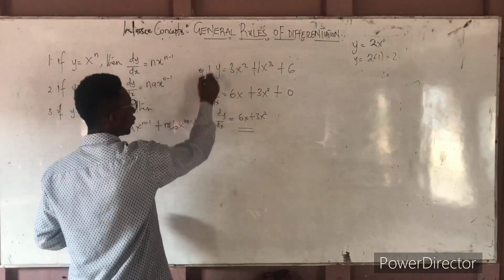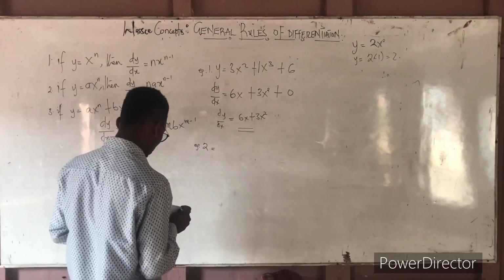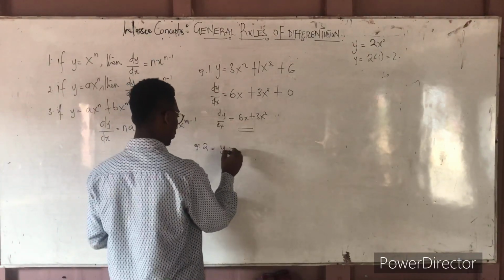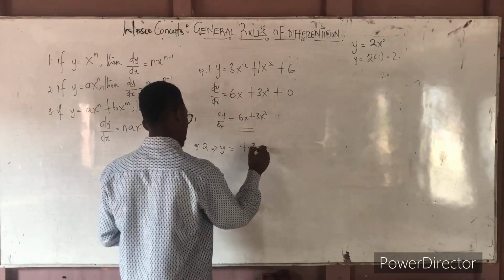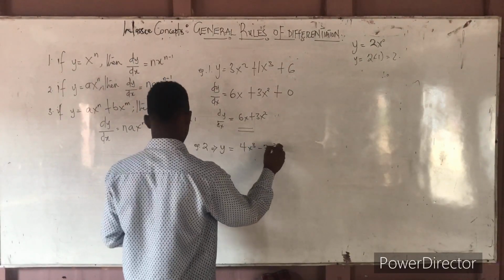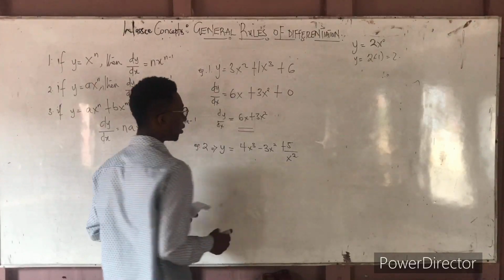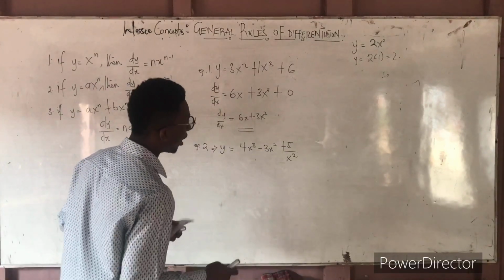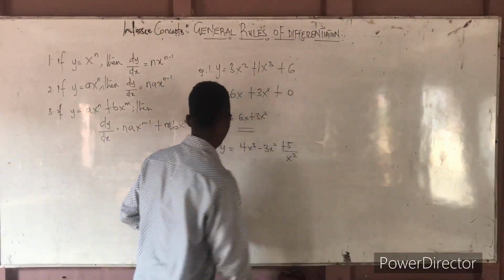Okay, let's take another example. So let's take this as example 1. Let's take another example 2. Okay, and in this example, y is equal to 4x cubed minus 3x squared plus 5 all on x squared. Okay, so this example, how do you also go about it?